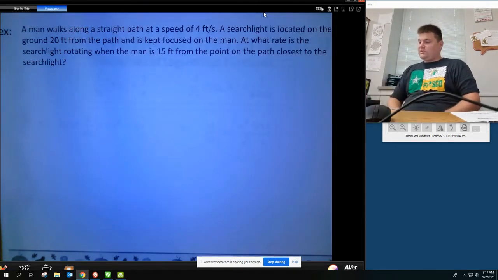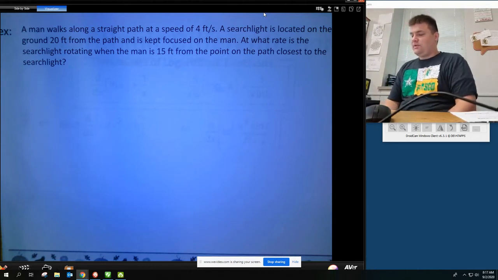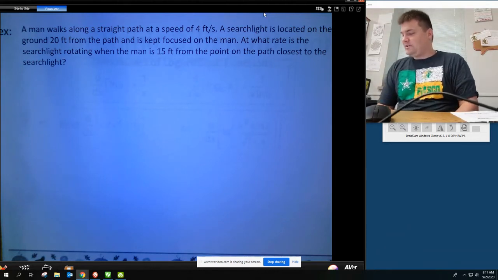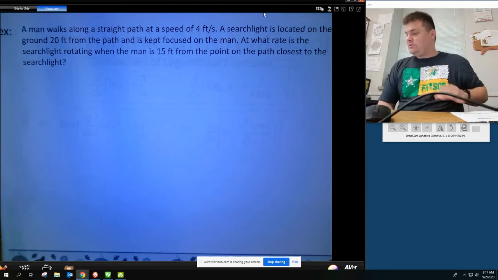We have a man that walks in a straight path at the speed of 4 feet per second. A searchlight is located on the ground 20 feet from the path and is kept focused on the man. At what rate is the searchlight rotating when the man is 15 feet from the point closest to the searchlight?